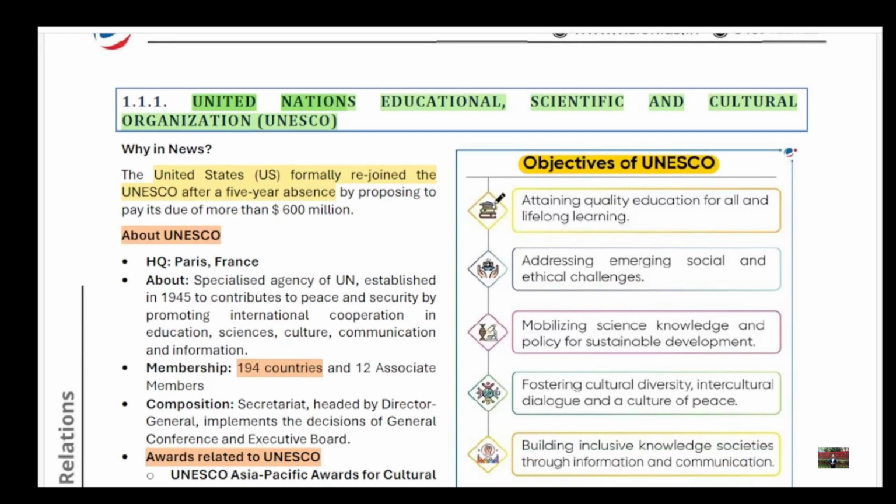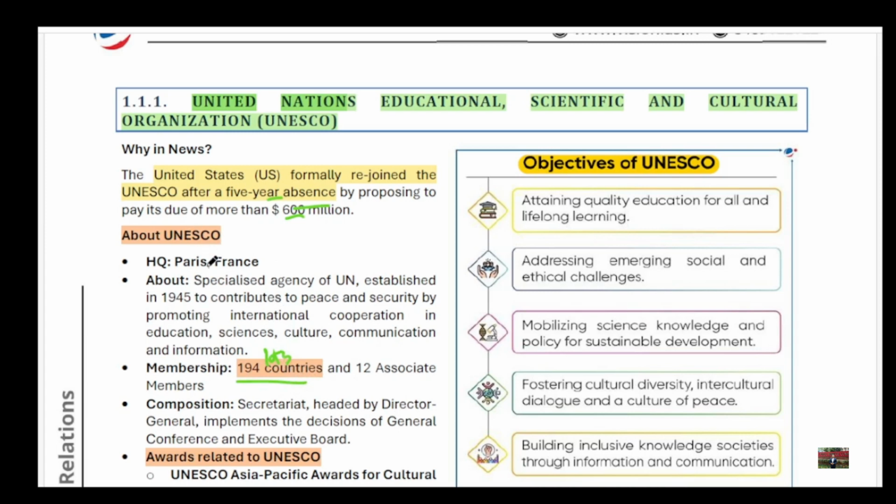So UNESCO is in news because the US, which basically left UNESCO, has rejoined it after 5 years of absence by proposing to pay its dues of more than 600 million. Not very important, but just have the idea that the US has now joined back UNESCO. That is why, from 193 countries, there are now a total of 194 countries in UNESCO.